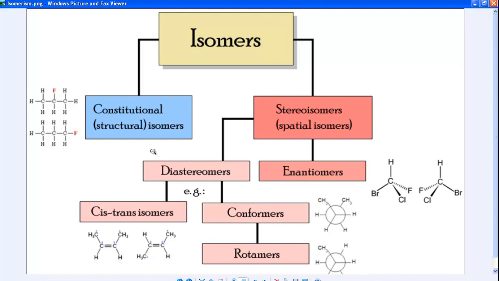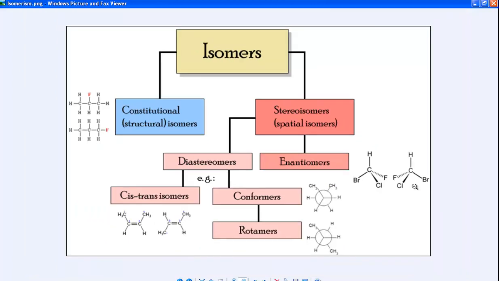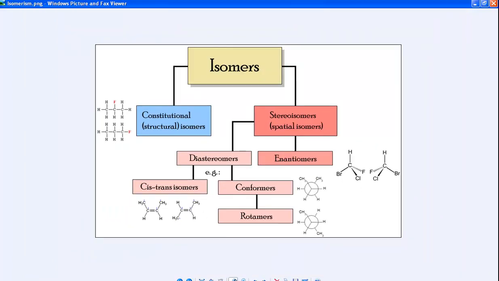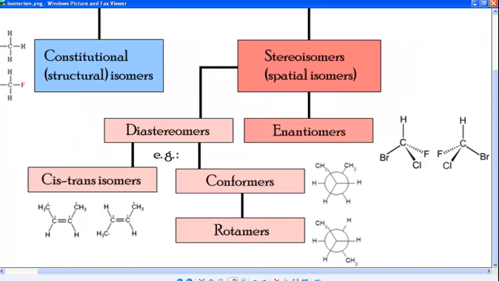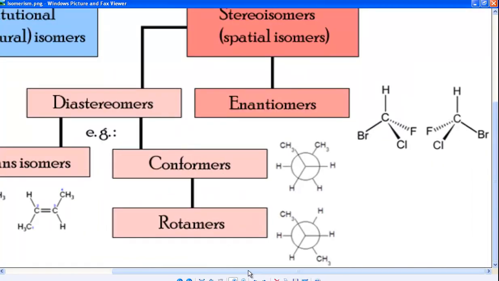Now, what are stereoisomers? In stereoisomers, the bond structure is exactly the same, but the geometric positioning of atoms and functional groups in space differs. Here we can see an example on the right-hand side of bromine, hydrogen, carbon, chlorine, and fluorine all connected together. And these two compounds have the same chemical formula, but they are in three-dimensional space situated differently.